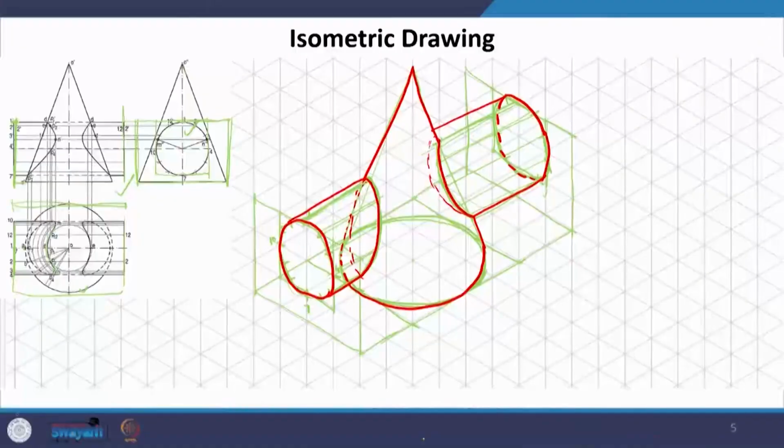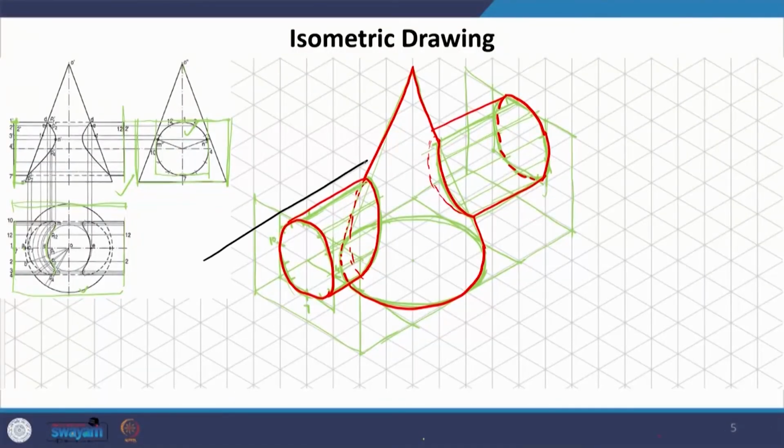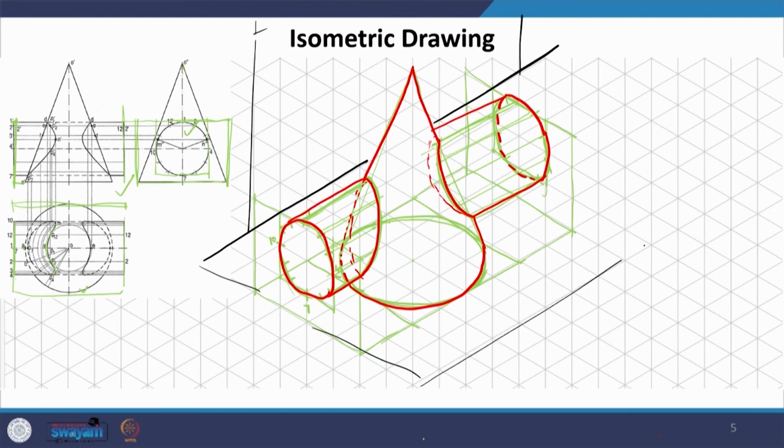I stopped drawing the reference line; earlier I was drawing it regularly. So, if this was the reference line, this is your VP, and this is your HP where the cone is kept. Now probably you will be able to make better sense of it. All we are doing is locating these points in x, y and z.